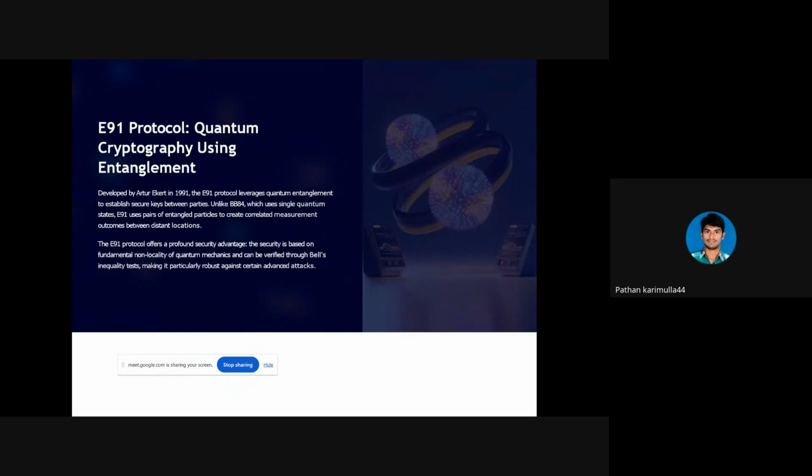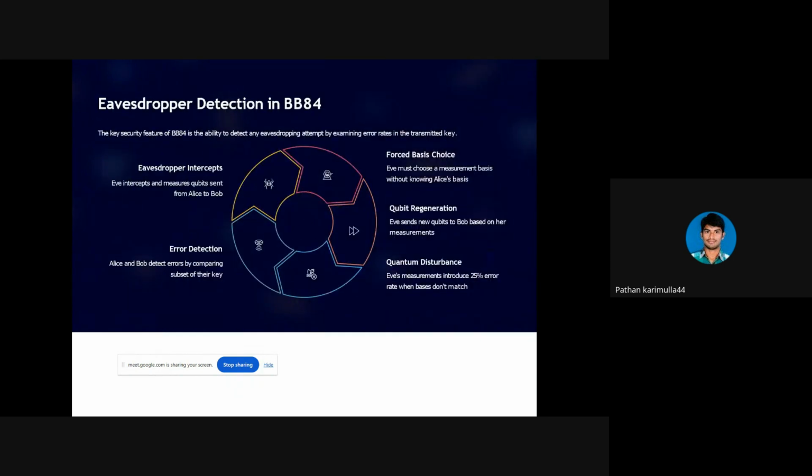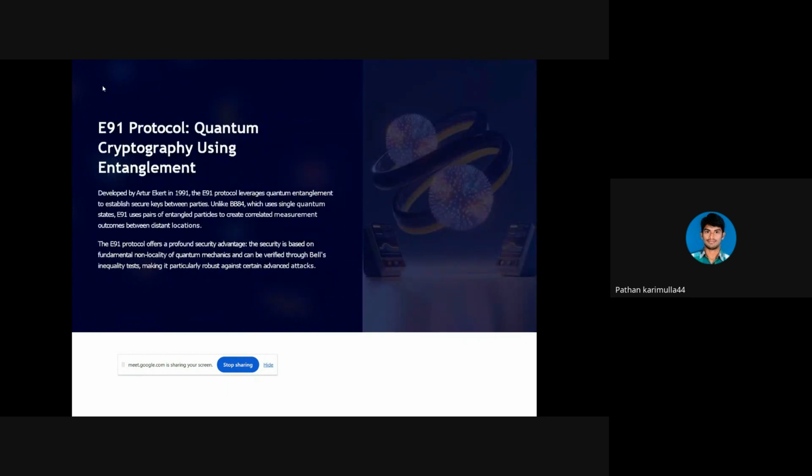So there is one more protocol other than BB84. This is the E91 protocol, quantum cryptography using entanglement. This E91 protocol offers a profound security advantage. The security is based on the fundamental non-locality of quantum mechanics and can be verified through Bell's inequality tests, making it particularly robust against certain types of attacks. So this is one more protocol to implement quantum cryptography, which uses entanglement.